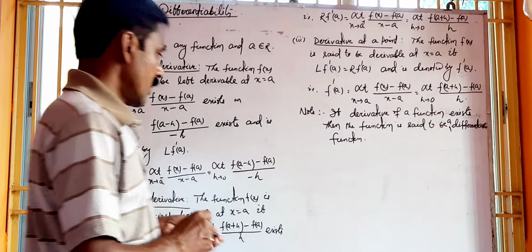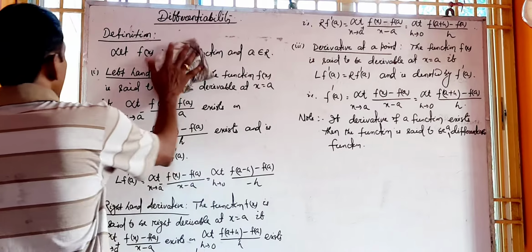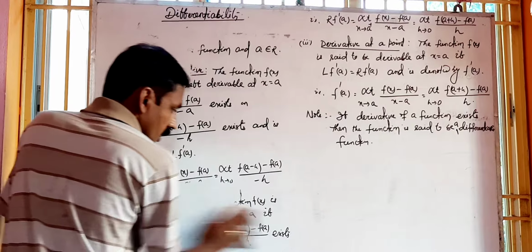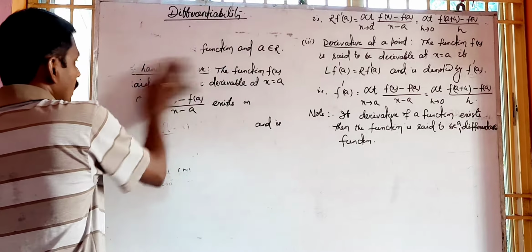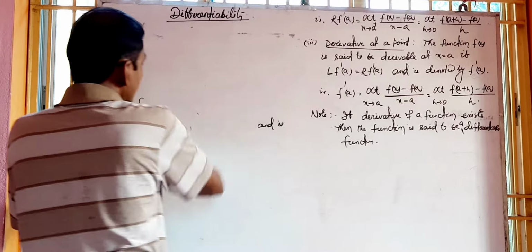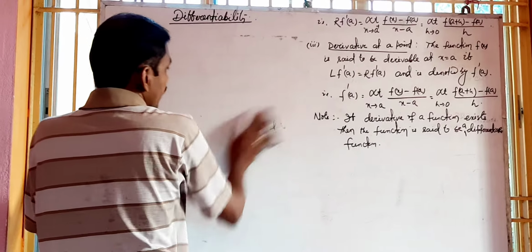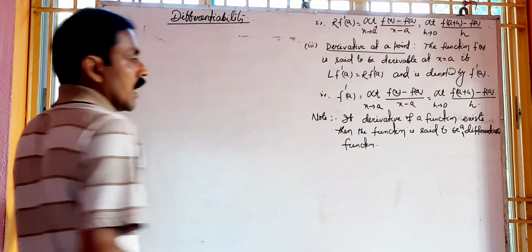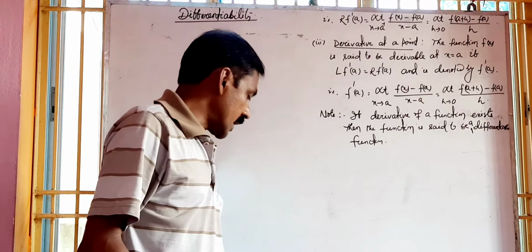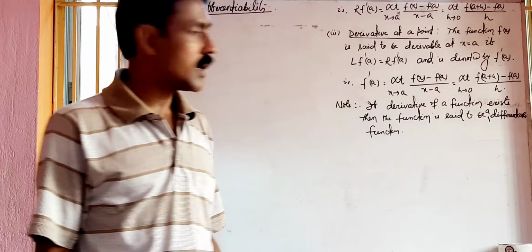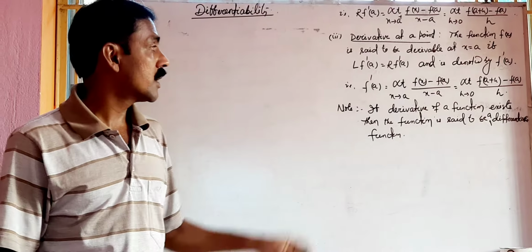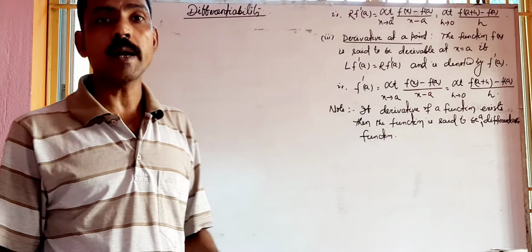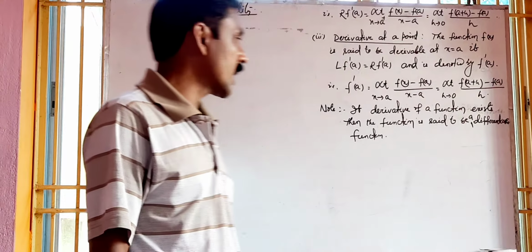Clear? Now we will discuss the relationship between continuity and differentiability. Continuity we have learned. What is continuity? If the limit of a function at a given point and the value of the function at the same point are equal, then we say that the function is continuous. And in case of differentiability, we have learned that a function is differentiable at a point if it is both left and right derivable at the same point and they are equal.